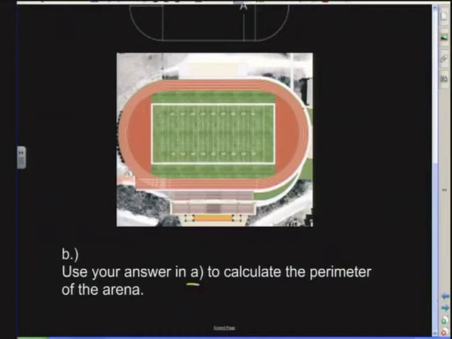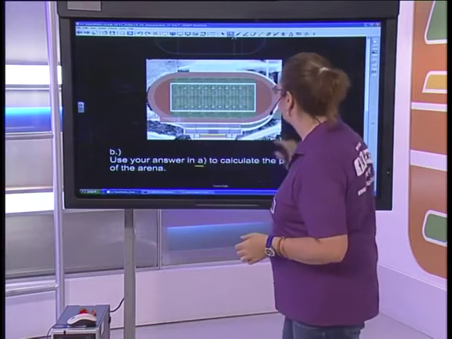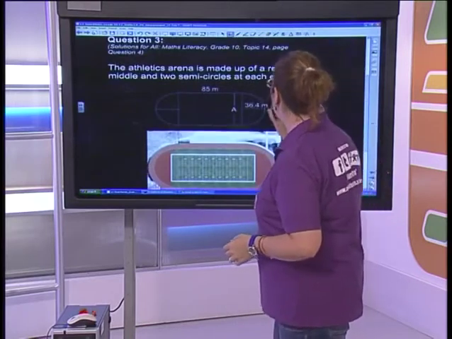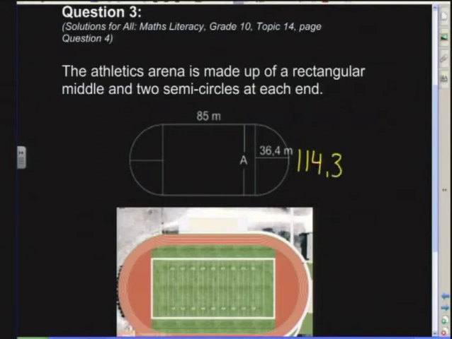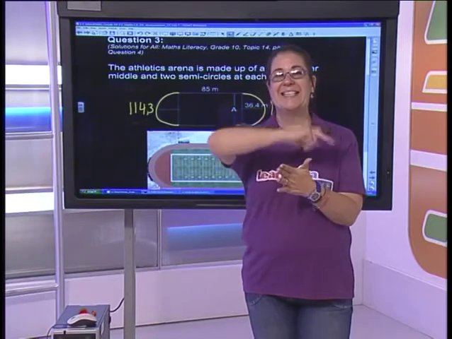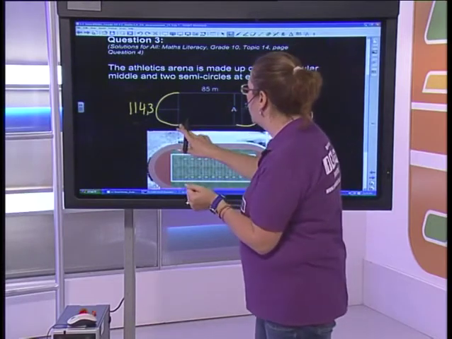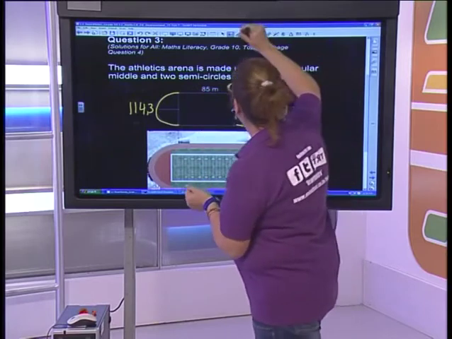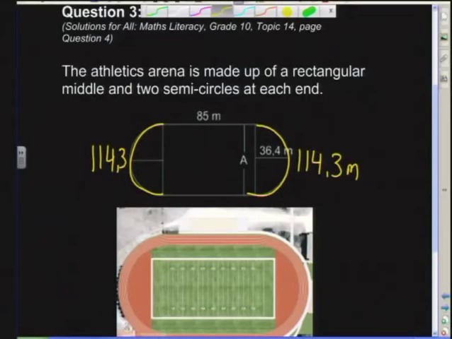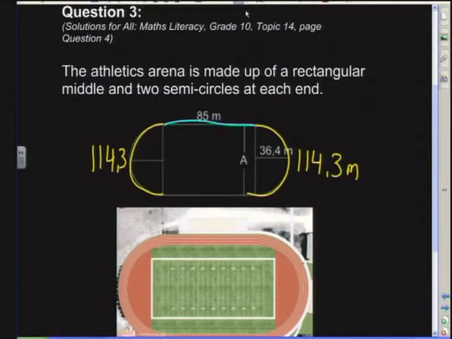Use your answer in A to calculate the perimeter of the arena. So now I want the entire arena. So what I'm going to do is write in that answer that I had here. That was that semicircle. And in actual fact, it was that semicircle as well. I like to color in what I have calculated. So those two have been calculated. Now remember I said to you the perimeter is the outline. So I'm literally going to start walking here and go all the way around. So I've got the yellow. What I'm missing is that part and that part.